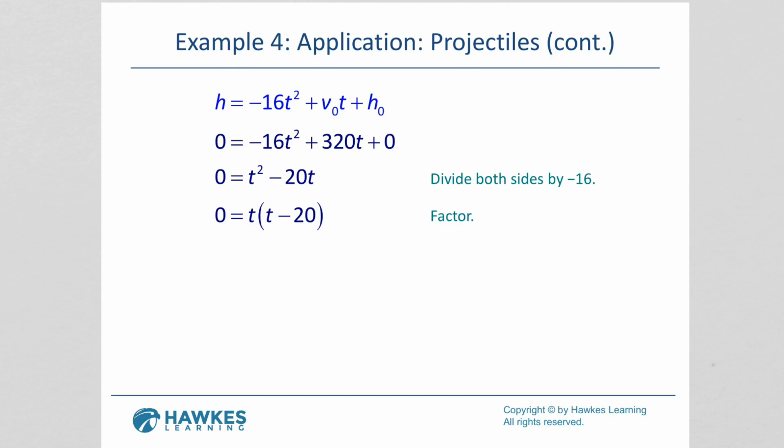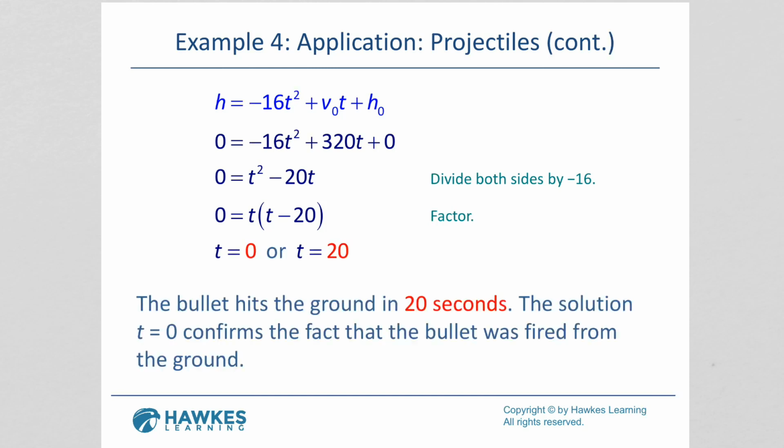Factoring out the greatest common factor, we have 0 equals t times t minus 20. So t is equal to 0 or t is equal to 20. The bullet hits the ground in 20 seconds. The solution, t equals 0, confirms the fact that the bullet was fired from the ground.